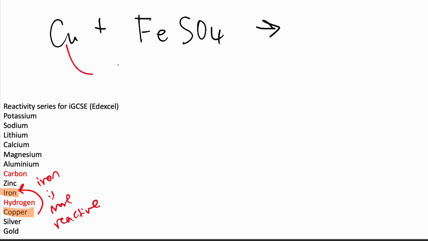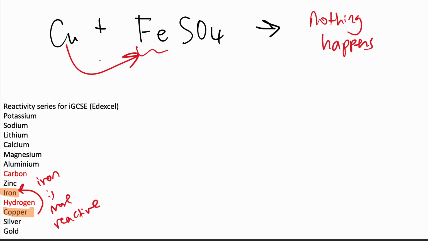So what do you think would happen when copper tries to displace this iron? Well, nothing's going to happen, because this iron is more reactive. So it just stays as it is. It's just going to stay as Cu and FeSO4. In other words, nothing happens. No change. Because the copper is below iron in the reactivity series, so it's less reactive, so it cannot displace it.